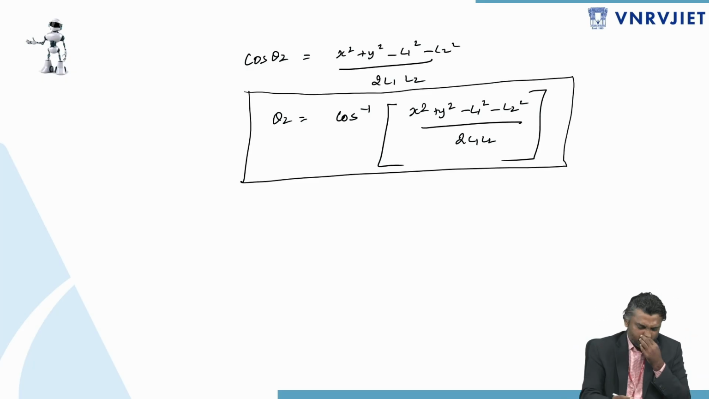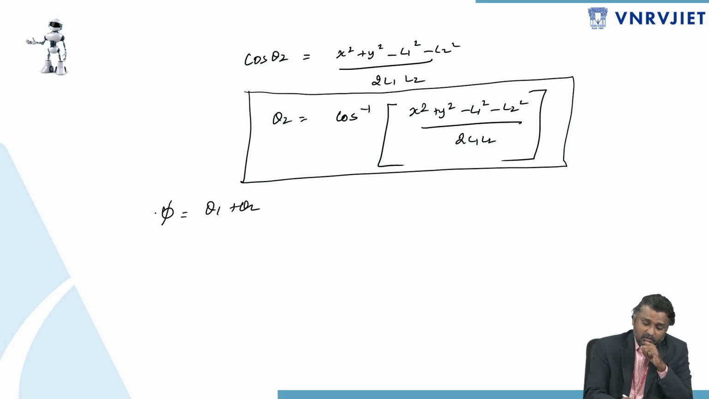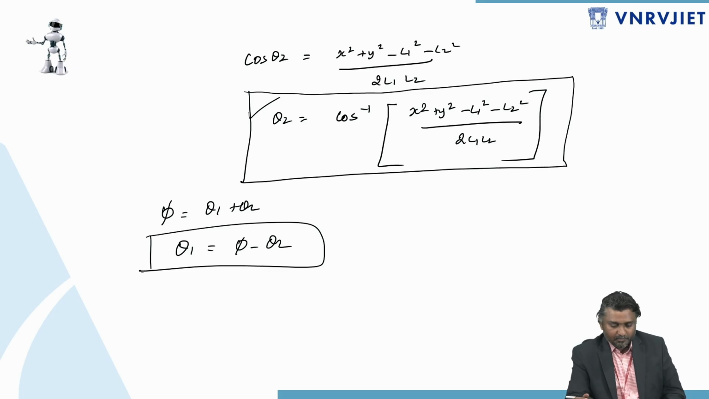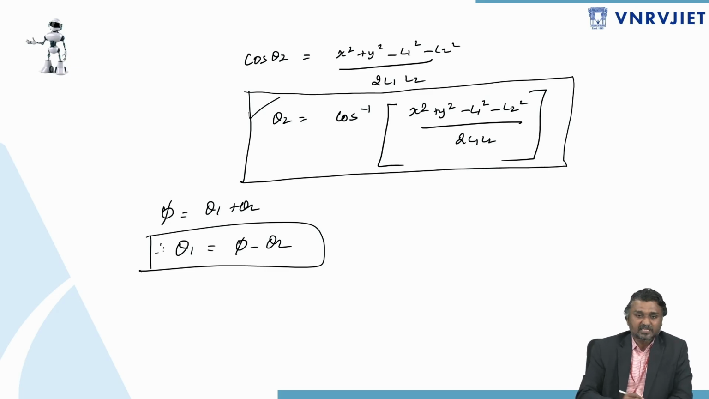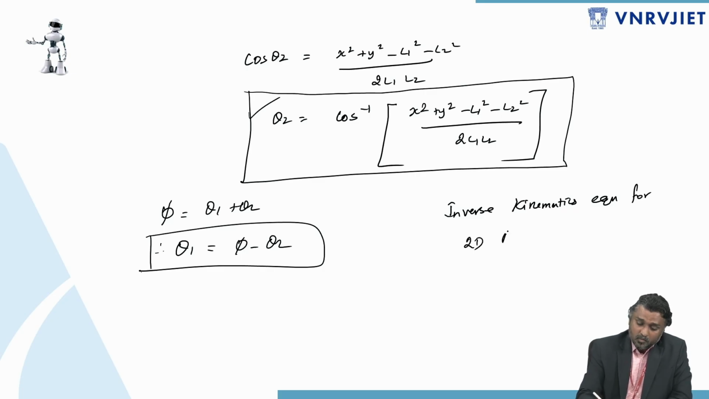Okay, so now, I already told you pi is equal to theta 1 plus theta 2. If you know the total angle, the entire robotic system angle, theta 1 plus theta 2 is pi. So now I know the total angle, and I have identified theta 2. So now it's very easy to identify theta 1. Theta 1 is equal to pi minus theta 2. Okay, so these are the kinematic equations for inverse kinematics. This is the inverse kinematic equation for the 2D robot arm.